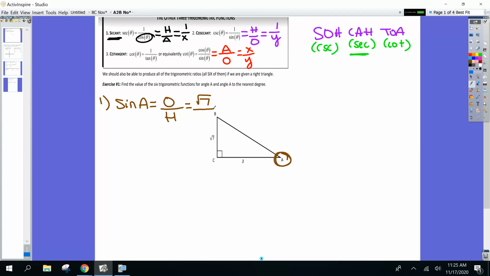No hypotenuse, but you're more than capable of finding it. How? Pythag. Pythag, right? We can do Pythag to find the hypotenuse. So off to the side, 3 squared plus radical 7 squared equals c squared, the hypotenuse. All right, let's find the length of the hypotenuse so I can plug it in.